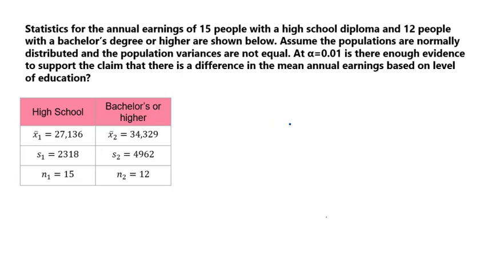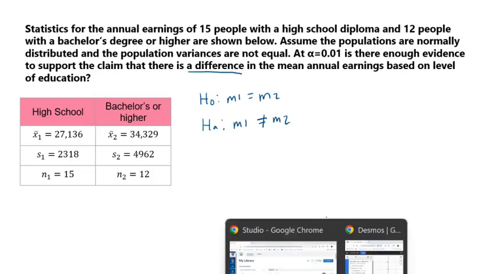All right, so for our hypotheses, remember our null hypothesis is always going to be that mean 1 is equal to mean 2. Then for our alternative, the claim is that there is a difference. They don't tell us less than or greater than, so that means our alternative is going to be that mean 1 does not equal mean 2. They didn't give us a direction, so we just say not equal. Then let's go to Desmos.